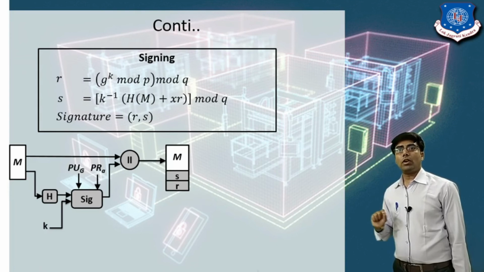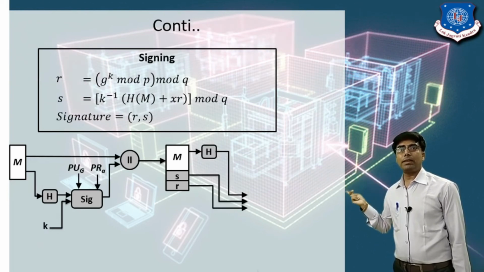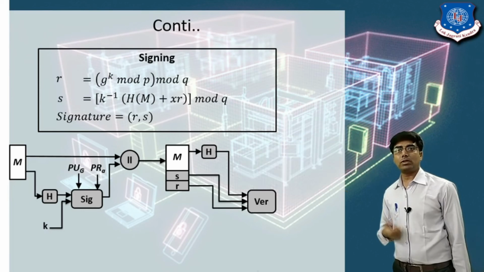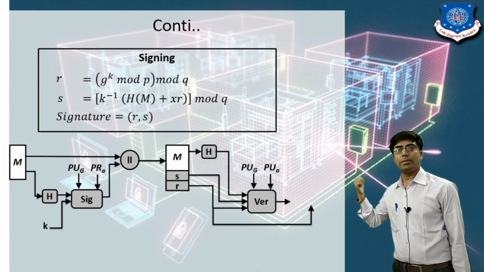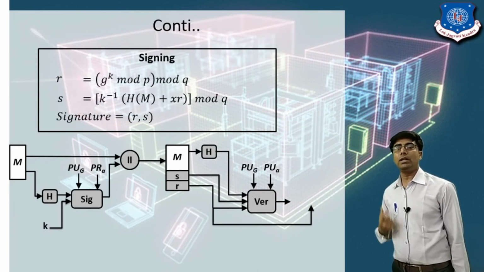Now the result of this signature function is a two-component signature, S and R. Again on the receiver side, the receiver applies the hash function on the message, so it generates a hash code, and the hash code is input to the verification function. The two signature components S and R are also input to the verification function, which also depends on the public key of user A and the global public key components.